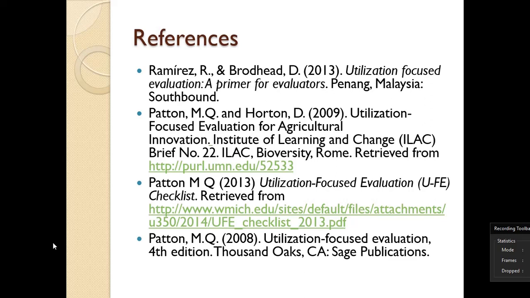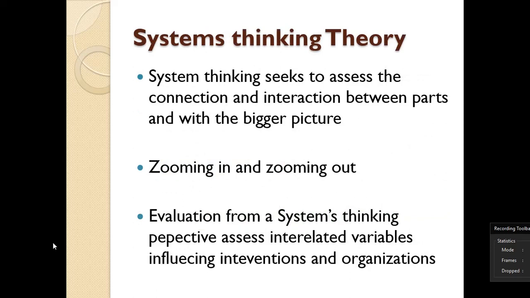Okay. Next is systems thinking, which seeks to assess the connections, interactions, interrelatedness or interdependence of smaller parts within a system or organization that influence how a bigger picture or certain outcomes or impact should be achieved or is achieved. So it involves some kind of zooming in and zooming out on the different small parts on how a certain organization or project works. So evaluation from a systems thinking perspective assesses the interrelated variables influencing interventions and organizations.